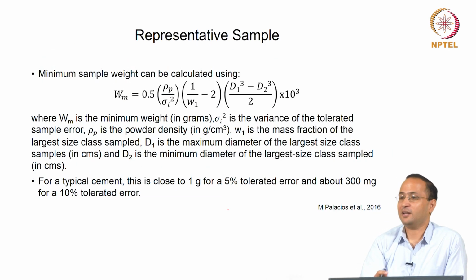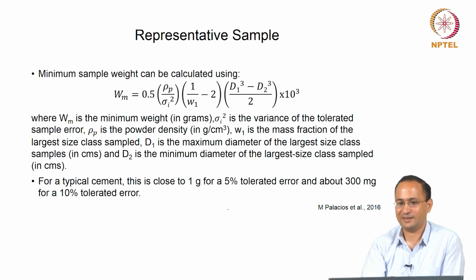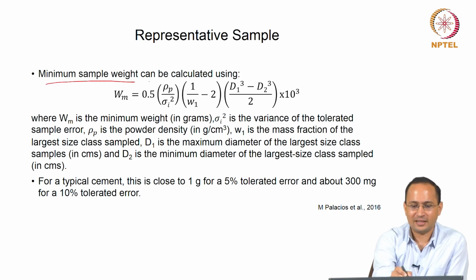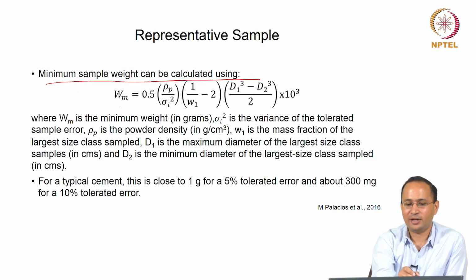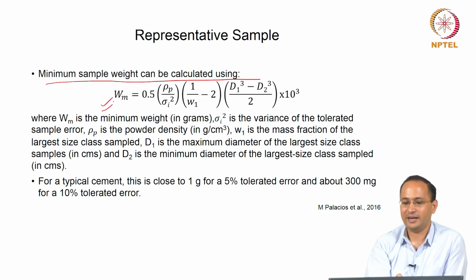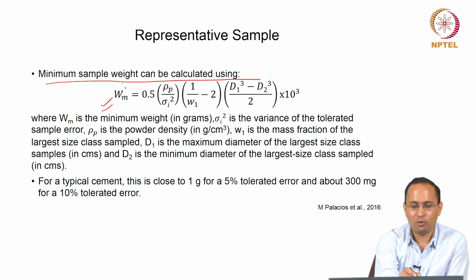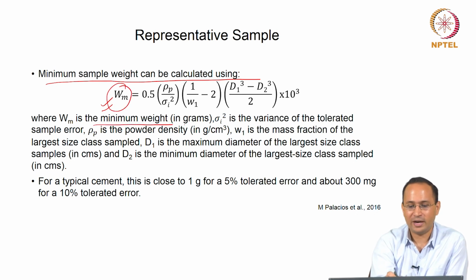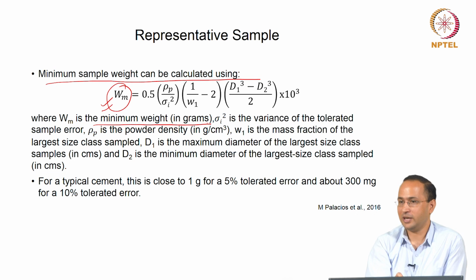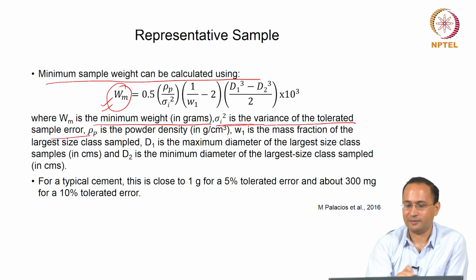Also, how do we define a representative sample? How do you know how much sample you need to take? This is the formula you can use. The minimum sample weight can be calculated using this formula, where Wm is the minimum weight required in grams, and sigma square is the variance of the tolerated sample error.